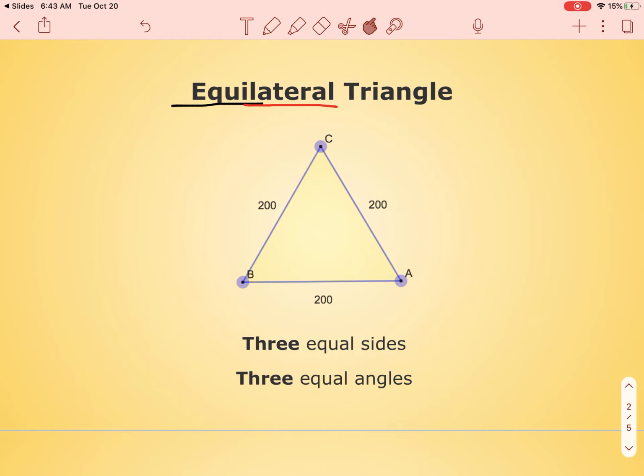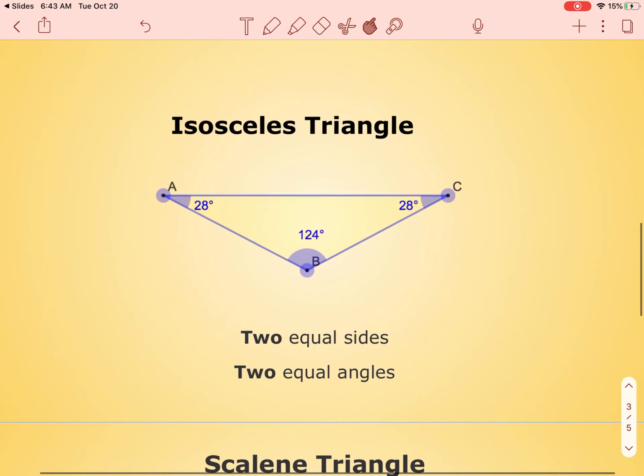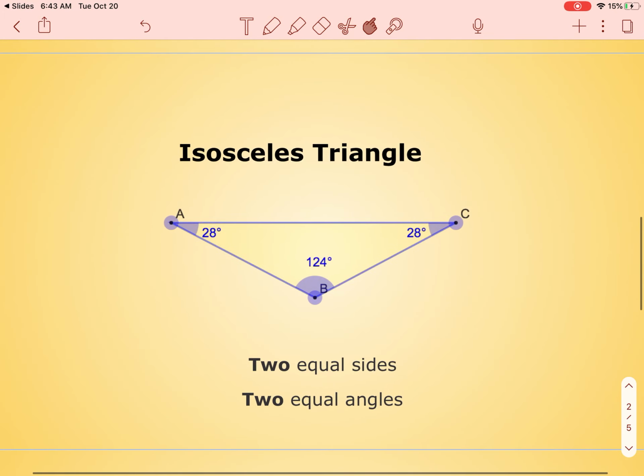All right. Next here we have an isosceles triangle. An isosceles triangle has, well, let's take a look at it. What do you notice about the sides here? This side here is 28. This side is 28. This side is 124. What do you notice about those sides?